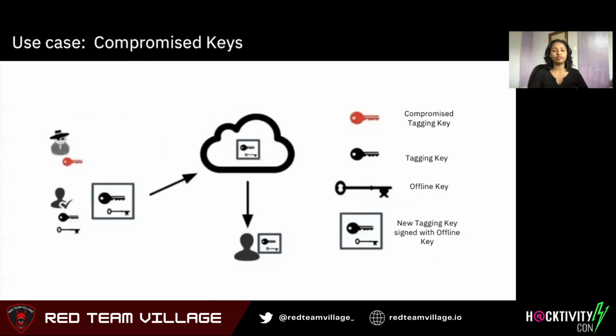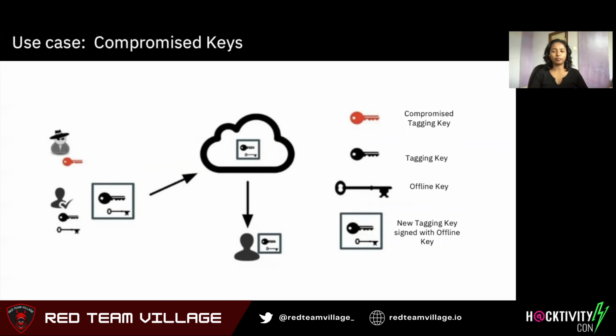And then finally, you have compromised keys. What if the key itself is compromised, right? It doesn't work that way because we are using two keys. There is a public and private key in place. There is a tagging key and an offline key. We're using the tagging key to push the image, and then there is an offline key every time you're pulling the image from the repository.